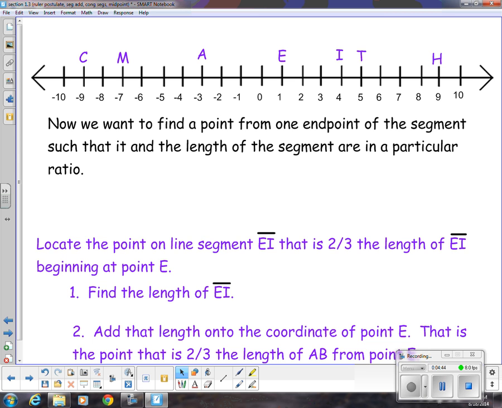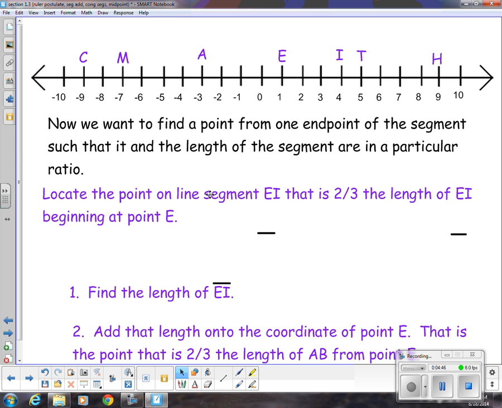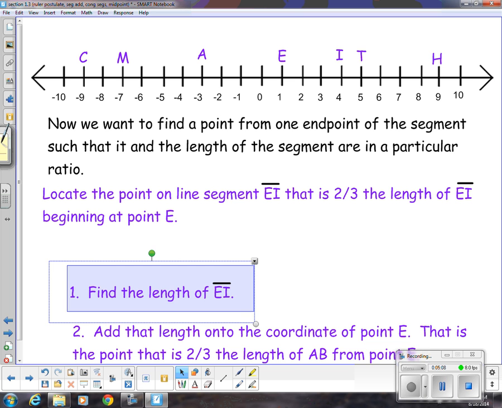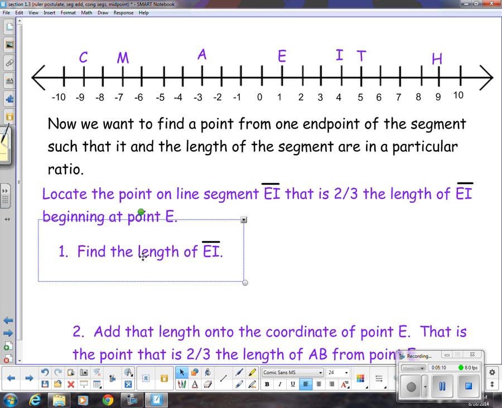In other words, locate a point on line segment EI that is 2/3 the length of EI beginning at point E. So how are we going to do this? The first thing we're going to do is find the length of EI. Well, we know how to do that.